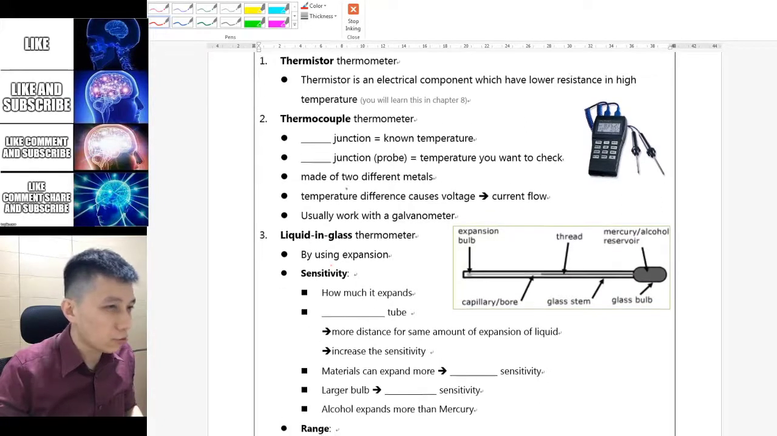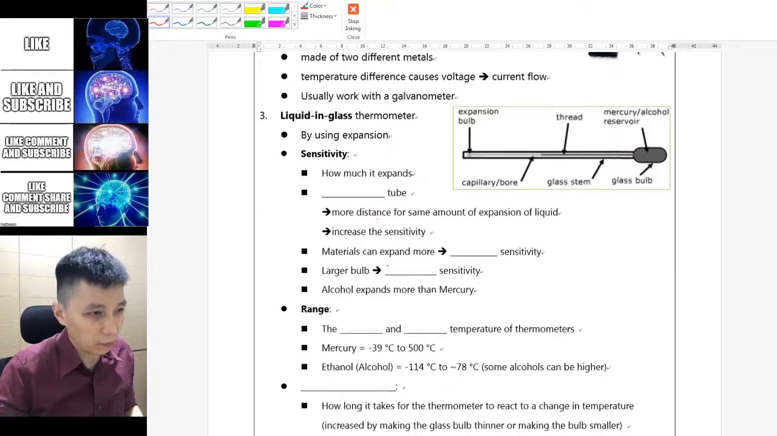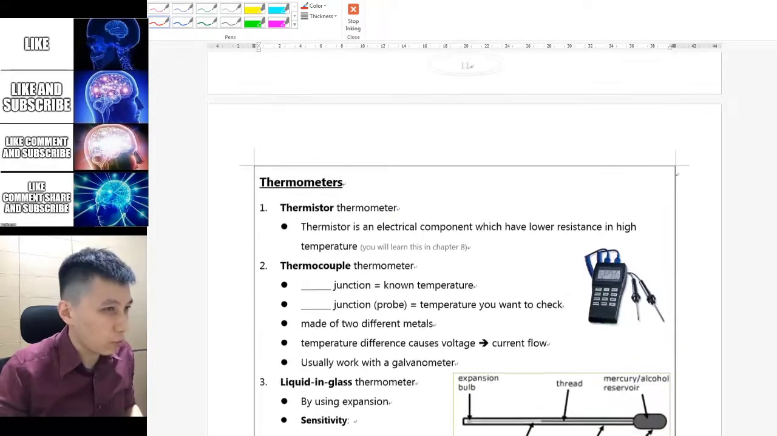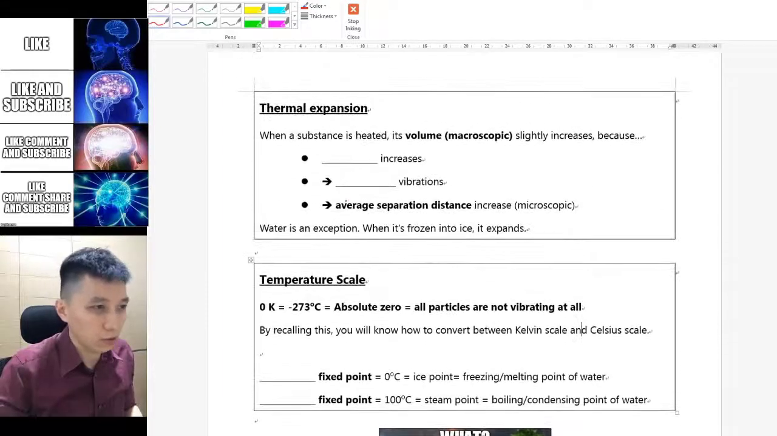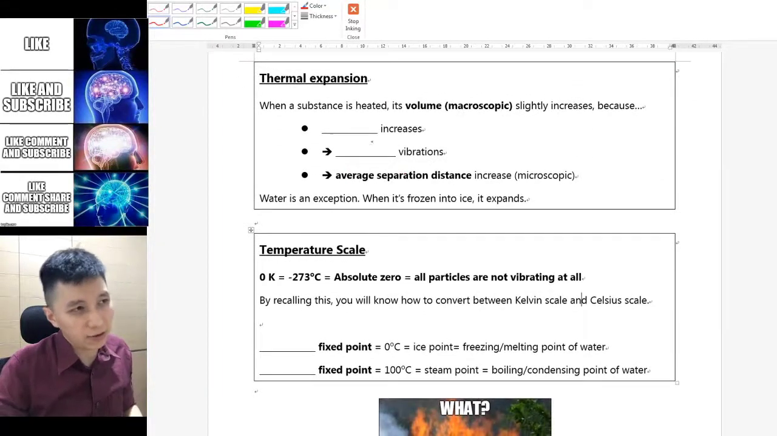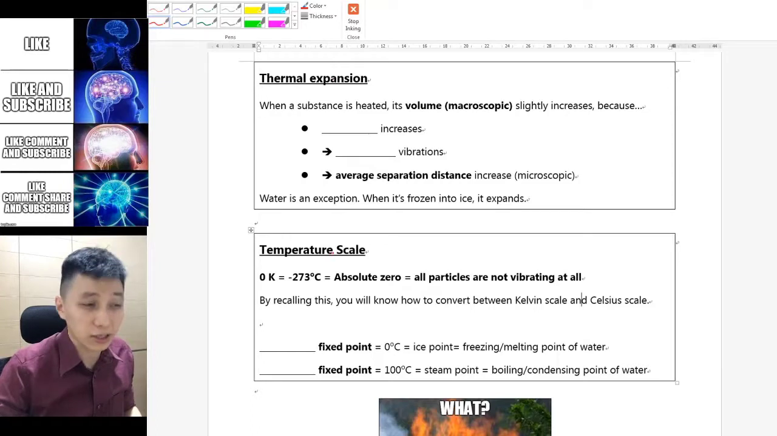So I would like you to try to read the textbook and try to think about the answers for the blanks here. And just by the way, in the previous page there's also a few blanks that is about thermal expansion and temperature scale, and let's just do them as well.